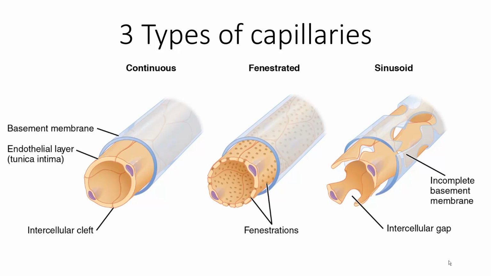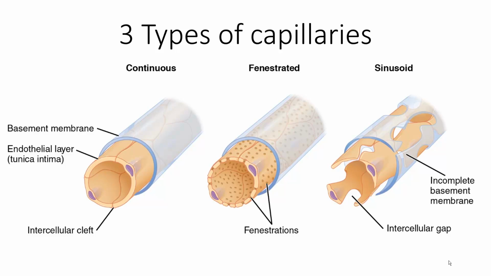Structurally, they are the simplest of the blood vessels, containing only an endothelium and a basement membrane. They don't even have a complete subendothelial layer. And these capillaries are going to come in 3 varieties, as I think you could have guessed by the title at the top of the screen that says 3 types of capillaries.